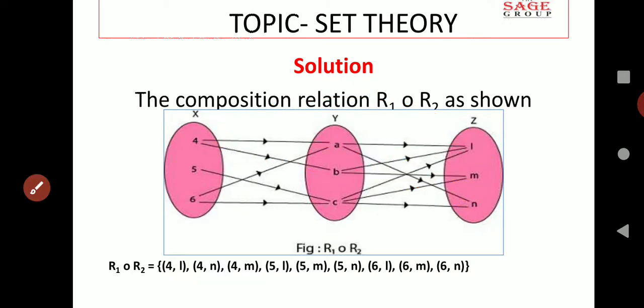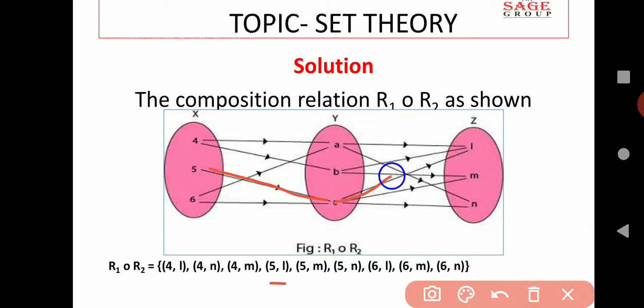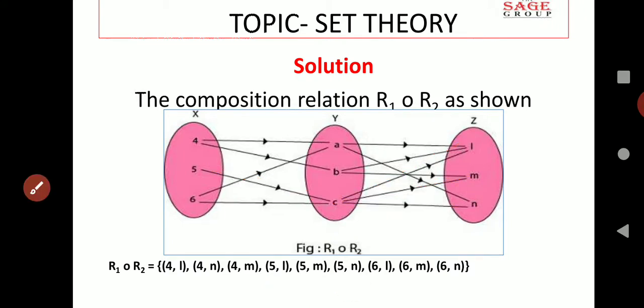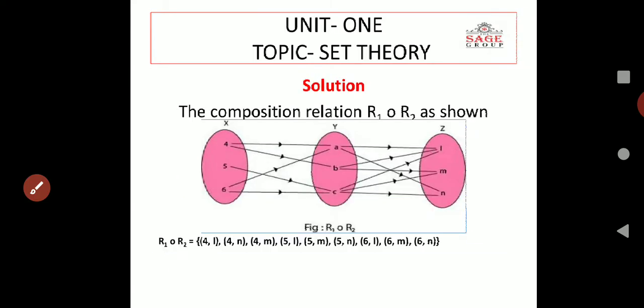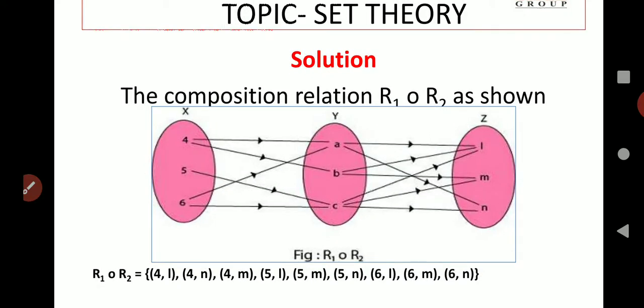Now with 5: 5c and c to l, so we have 5l. Then 5m: 5 to c and c to m, so this is 5m. Now 5n: this is 5c and c to n, so we have 5n. Similarly we have 6m, 6n. So this is a relation from X to Z, and it is called the composition of relation.